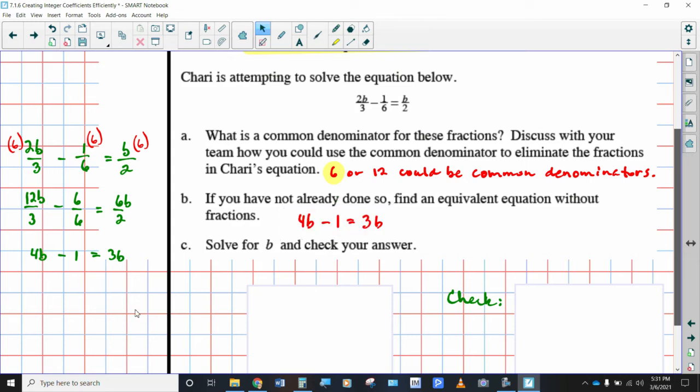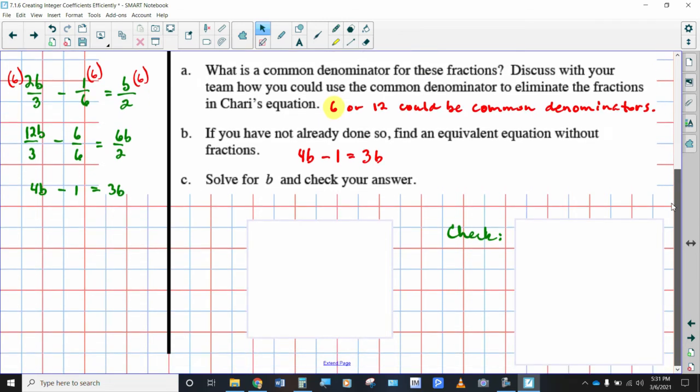All right, so what is the equation? That is the equation that we're going to work with. So go ahead now and solve 4b minus 1 is equal to 3b and check it to make sure that you got your solution correct.